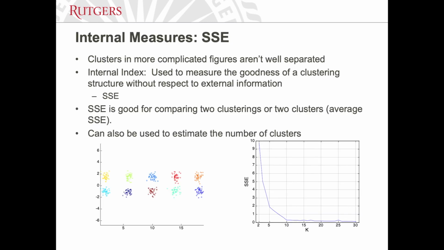As we mentioned in prior slides, SSE is mostly used as an internal measure to assess how well a clustering is structured without considering external information. So we only use it to compare the performance of 2 clusterings and to estimate the number of clusters. For example, in the graph shown here on the left, you can see the clusters are clearly separated. And on the right, the SSE for 10 clusters is very similar to 30 clusters. So in this case, it makes sense to use 10 rather than 30.